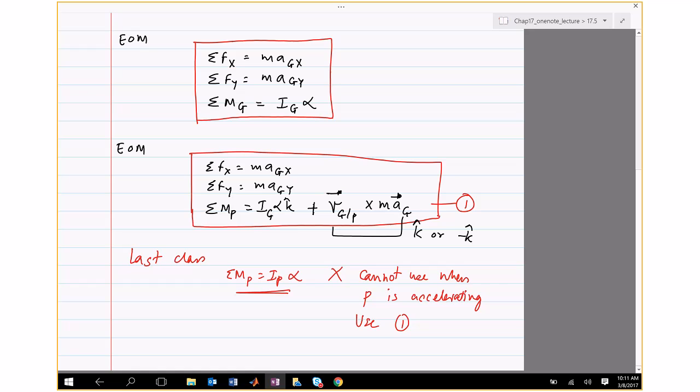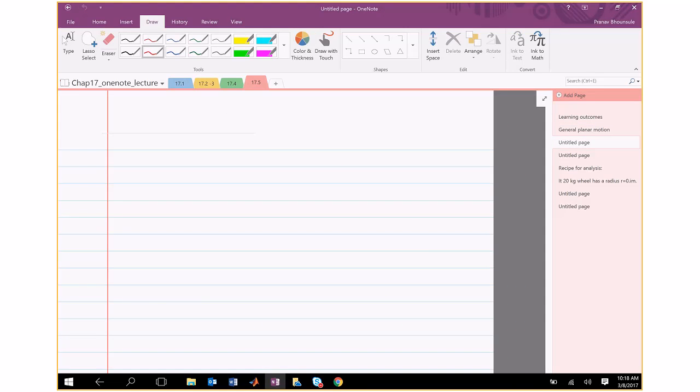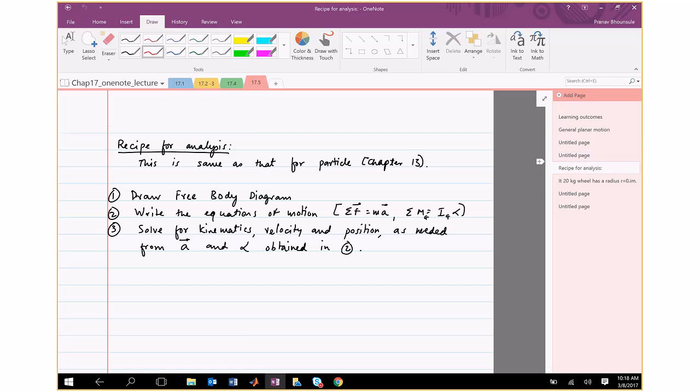However, if the support of the pendulum was accelerating, you cannot use this formula. You have to use this one. That's the difference. I don't know if the book mentions that. That's why we first learned about fixed axis, and then we are doing general planar motion. Again, we are doing the same thing which we did in chapter 13, in other parts of chapter 17. We always draw a free body diagram, write the equations of motion, and then solve for kinematics.